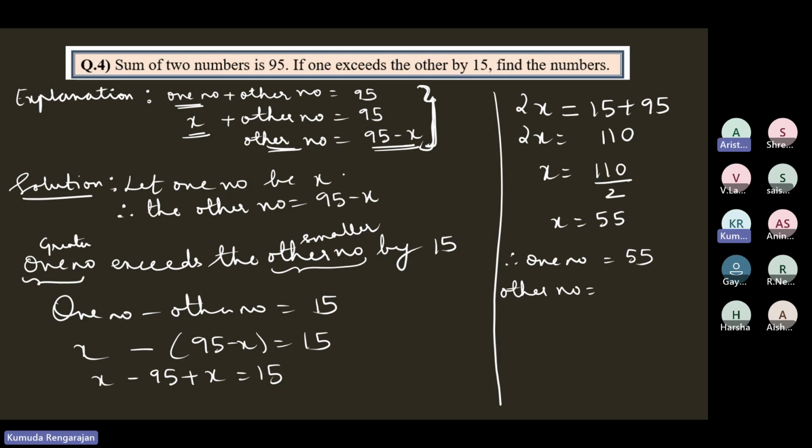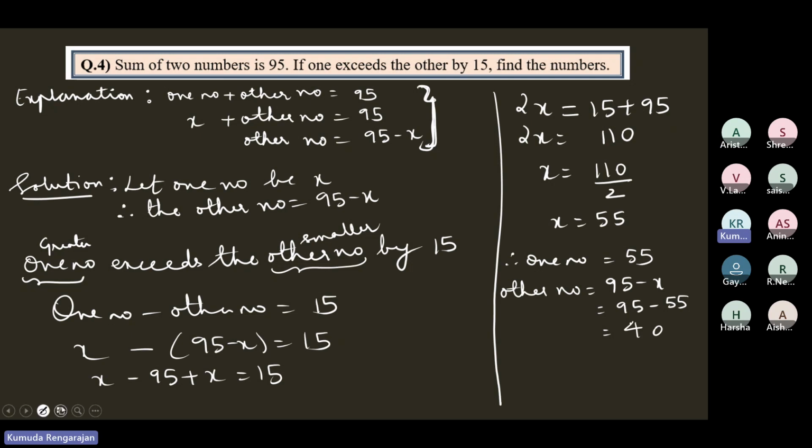No, look, go back to the assumption. One number is x. What's the other number? Okay, 95 minus x. So it will be 95 minus 55. It will be 40, ma'am. Yeah, 40. No problem. It happens.